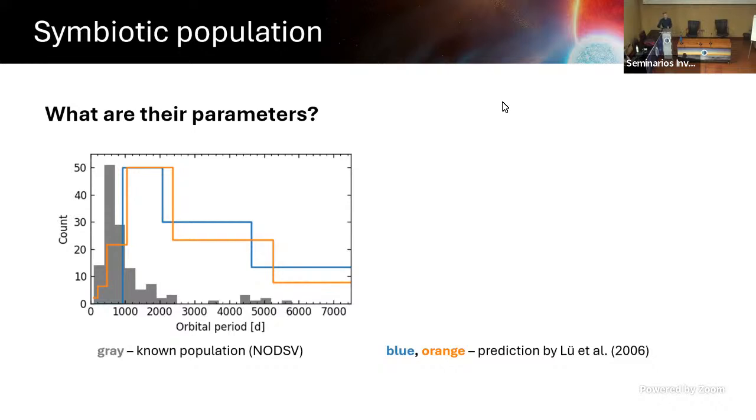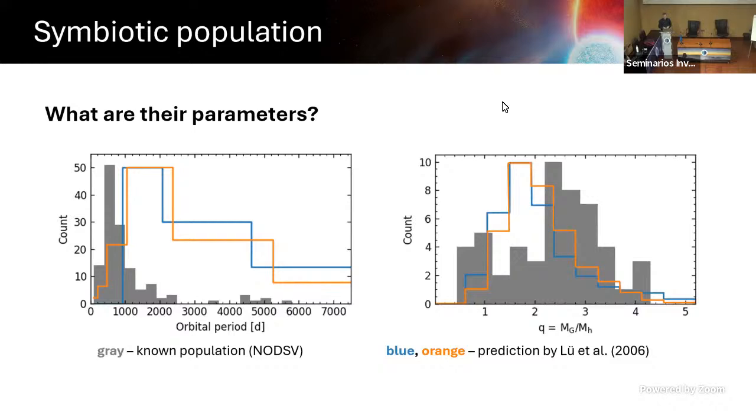I'm not talking about D types, these dusty types, because they have Mira components, so they need to be very wide. So typically these are on tens of years. But this is a population of normal giant plus white dwarf symbiotic stars, and they are just there where we don't expect them. And the other plot I'm showing, because it just shows really very well the problem, is the mass ratios between the giants and the hot components. And actually, they are not exactly there where we expect them to be.